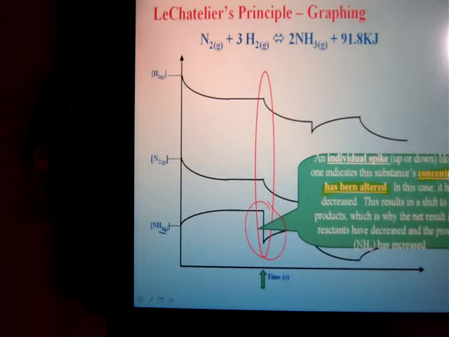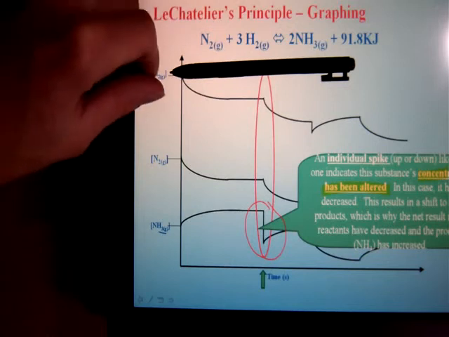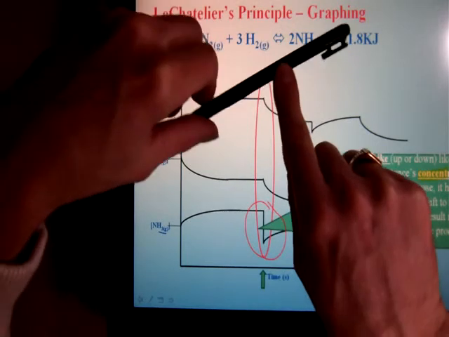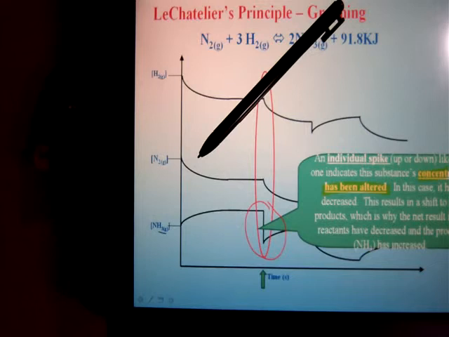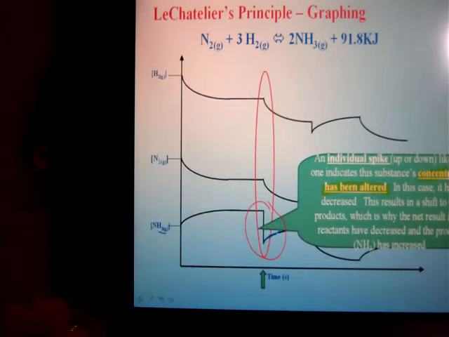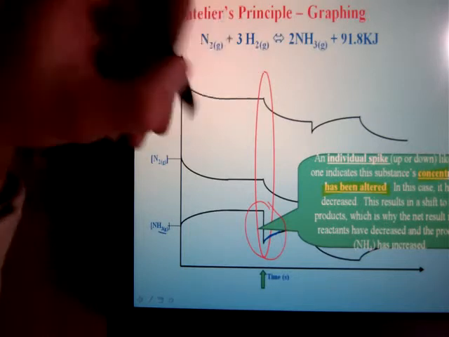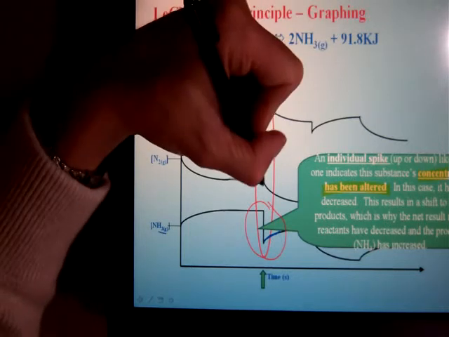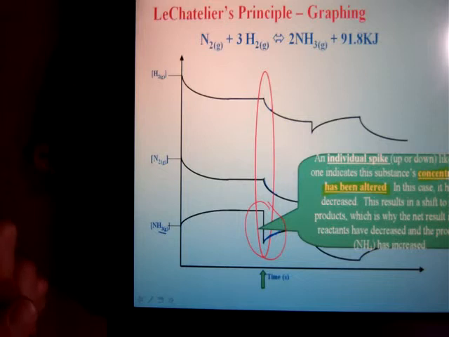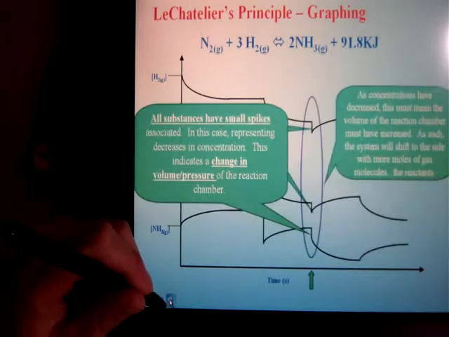To confirm that, I think the concentration is decreased, so then I can look at my shifting. If I decrease the concentration of ammonia, I should shift like this, which means the response of the graph should be that ammonia should go back up, which it has. You can see that down here. And the concentration of nitrogen and hydrogen should decrease, which you see here and here. So that would be an accurate depiction. One single sharp spike equals a concentration change.